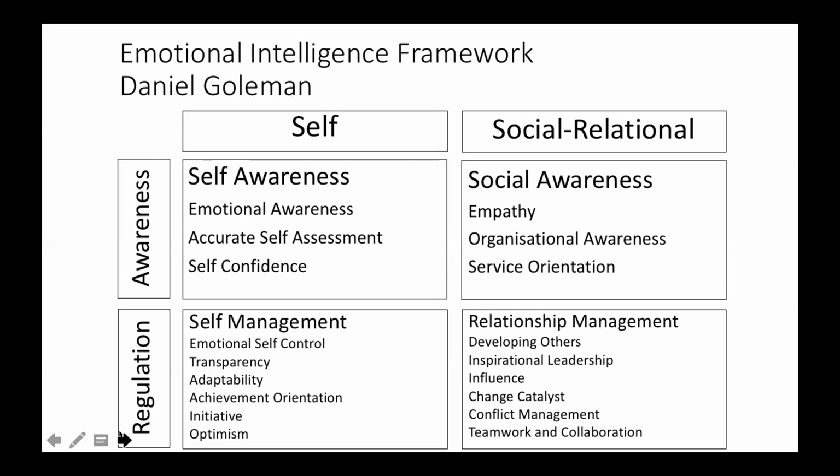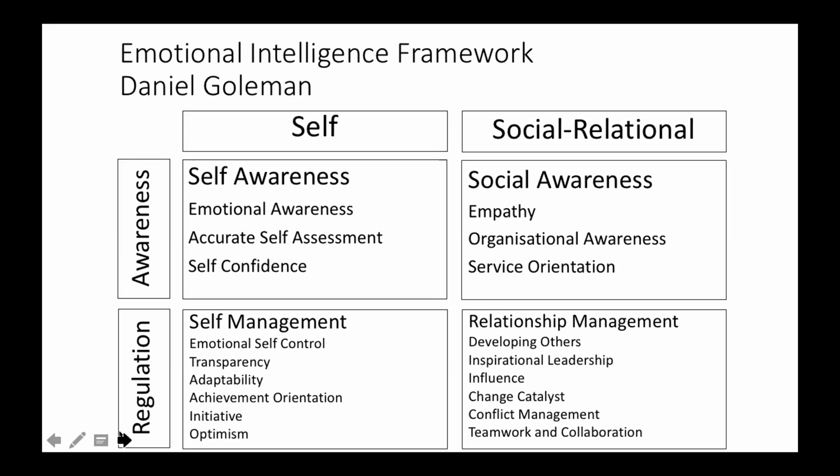I utilized the emotional intelligence framework developed by Daniel Goleman, and you could see it on the screen. So it's very neat that an engineer could work with. It has 2 columns, self and the other column is social or relational, and 2 rows. The first one is awareness, and the second one is regulation. So Daniel Goleman claims that to be emotionally intelligent, we need to be self-aware, we need to be able to manage ourselves, we need to be socially aware and able to express empathy with others, and ultimately we need to be able to manage relationships with others.